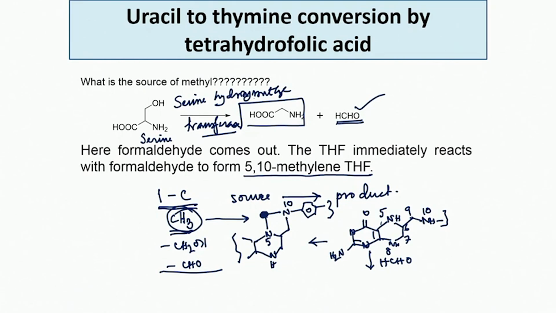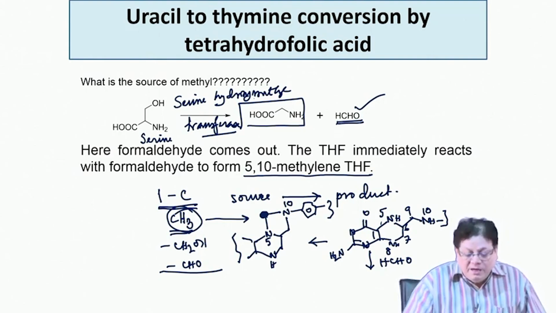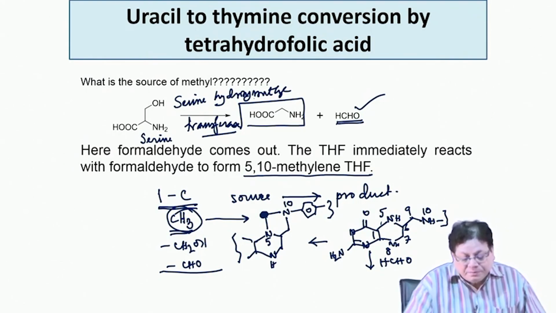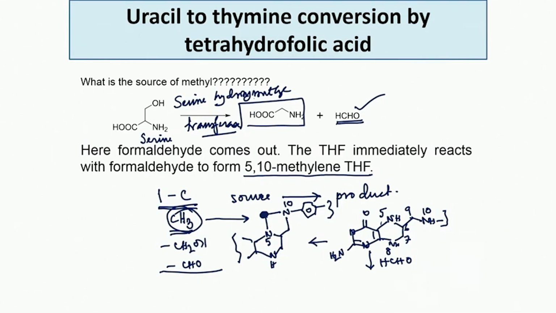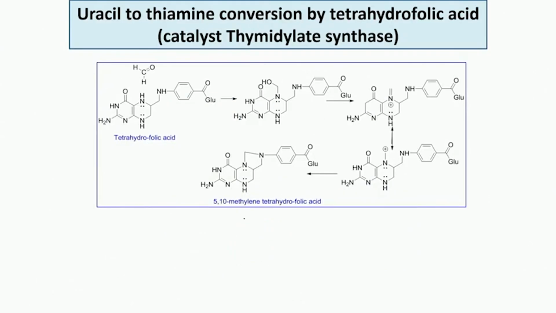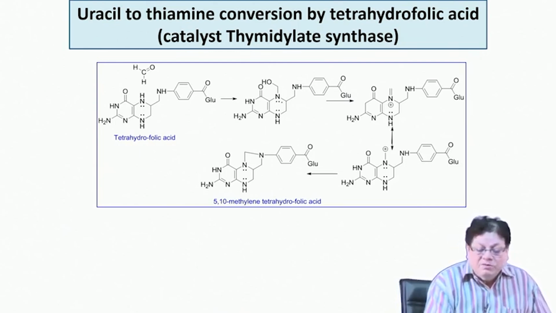Okay. But this is not the end of the reaction. First, it is a coupled reaction. Serine hydroxymethyl transferase breaks serine up, releasing formaldehyde. That formaldehyde reacts with the tetrahydrofolate, forming 5,10 methylene tetrahydrofolate. I think this is the mechanism of formation of the 5,10 methylene.